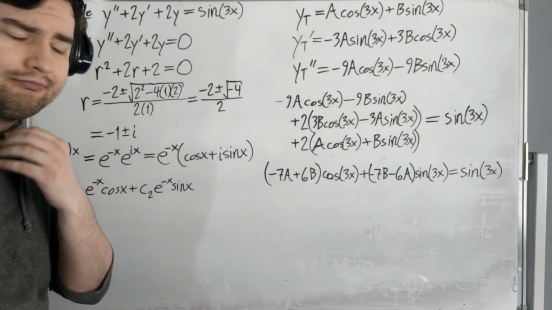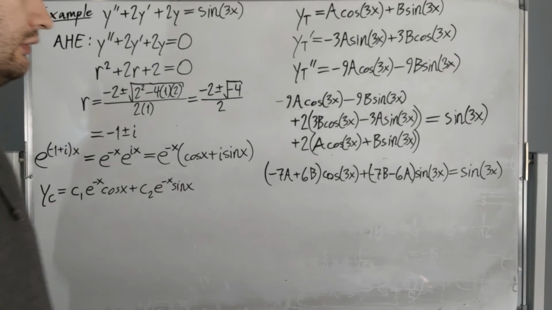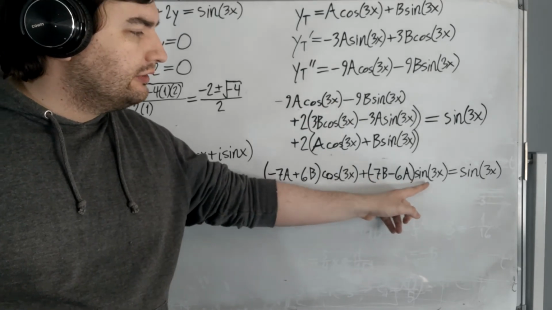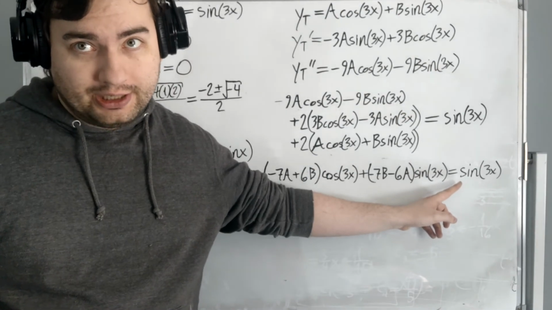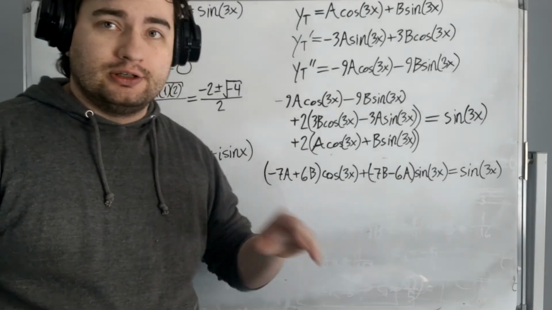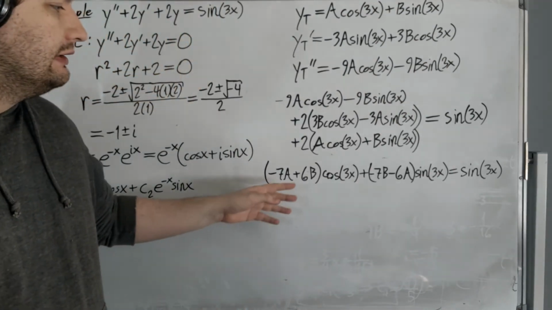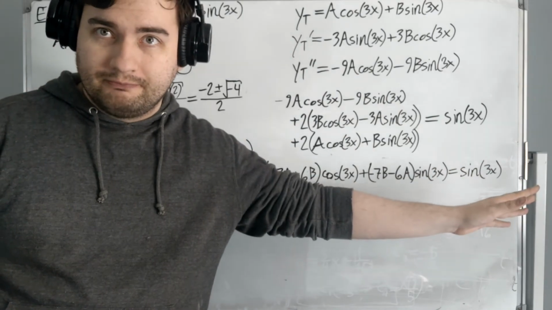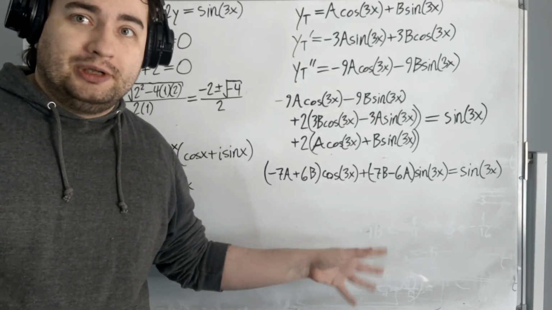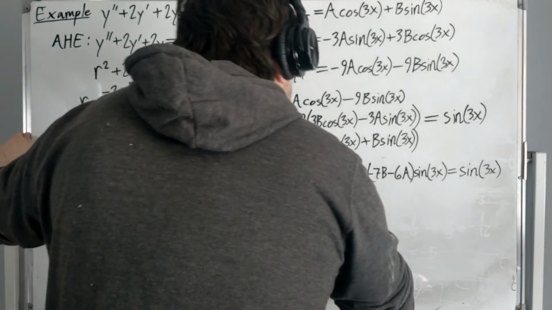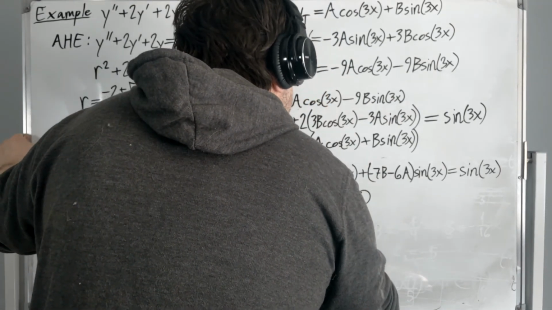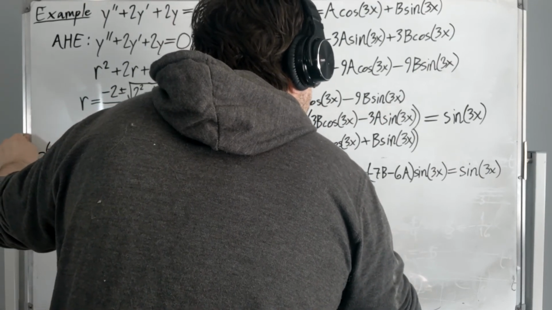And what do you do from there? Well, here's how it works. We have here (negative 7a plus 6b) cos 3x plus (negative 7b minus 6a) sin 3x equals 0 times cos 3x plus 1 times sin 3x. Now, cosine of 3x and sine of 3x are linearly independent functions. So that means that if you have two linear combinations of sine of 3x and cosine of 3x set equal to each other, then the coefficients will be equal. What that means in our case is that negative 7a plus 6b is going to be 0, and negative 7b minus 6a is going to be 1.